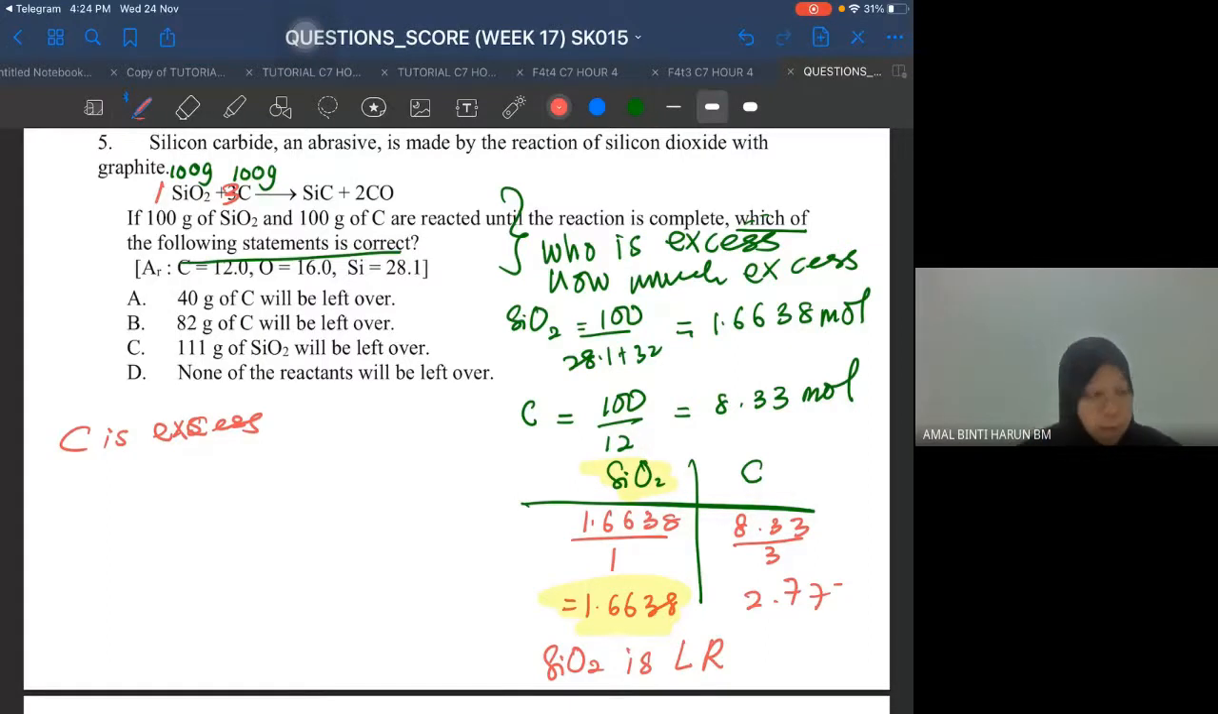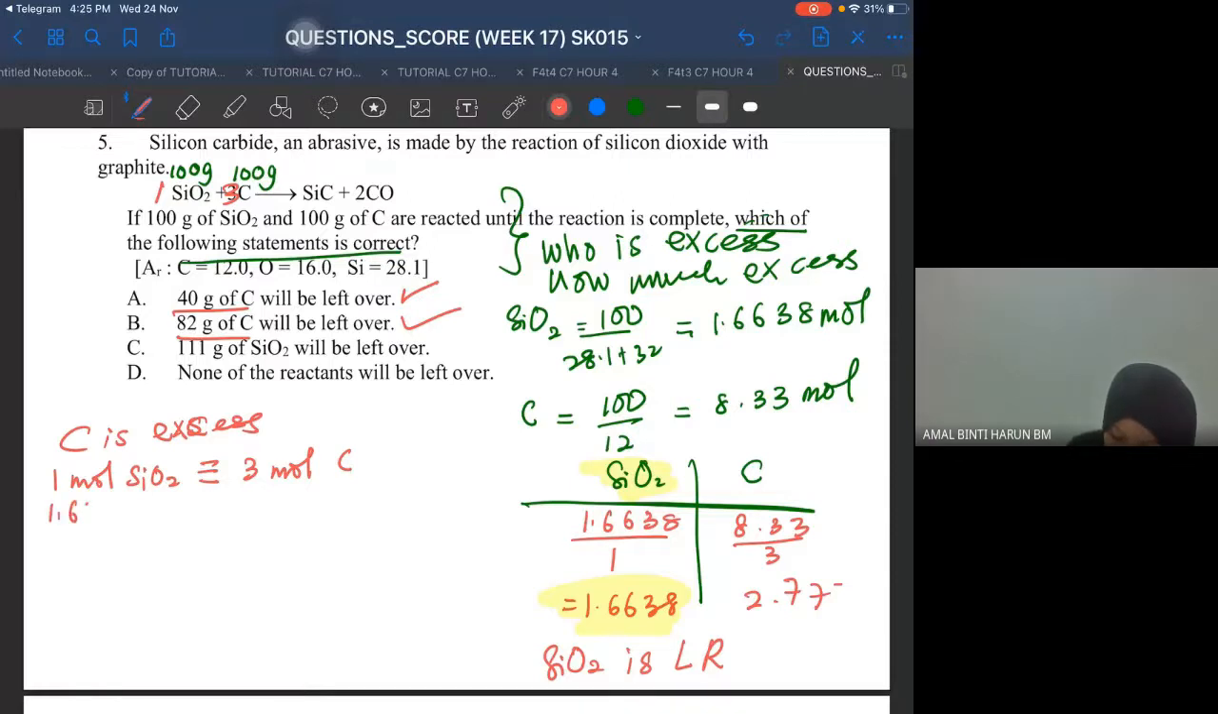How much is the carbon excess? Okay, so carbon leftover. So antara jawapan dia A ataupun B. So kita nak tahulah amount carbon yang leftover ni berapa. Then kita buatlah 1 mole silicon oxide akan bertindak balas dengan 3 mole carbon. Okay, mole silicon oxide adalah 1.6638 akan bertindak balas dengan mole sebanyak 4.9914 mole carbon use.